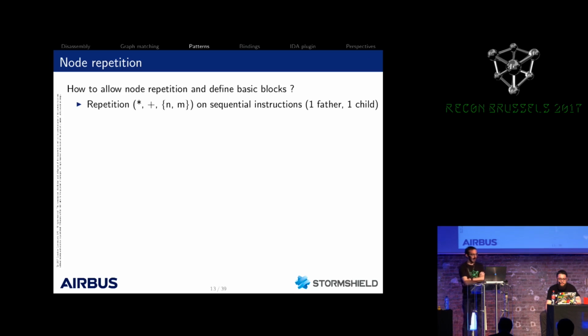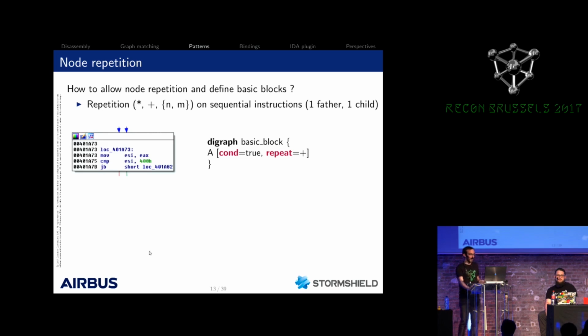Okay, so until now, I explained how we can match one node to one instruction. But what we will want to do next is to match one node to multiple instructions. Like when you want to match basic blocks, sometimes you don't care how many instructions there are in the basic block. You want to say, okay, this node needs to match a whole basic block. So we can specify a minimum number of matches and a maximum number of matches for a node. It only works on sequential instructions within basic blocks. So these are instructions that have one father and one child. So it looks like that.